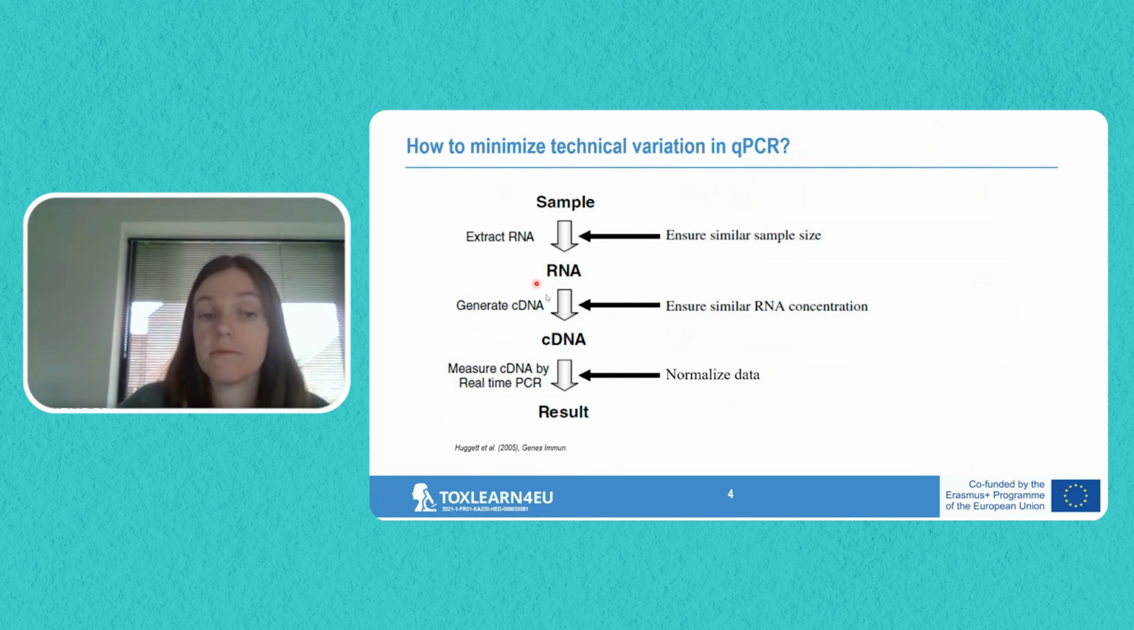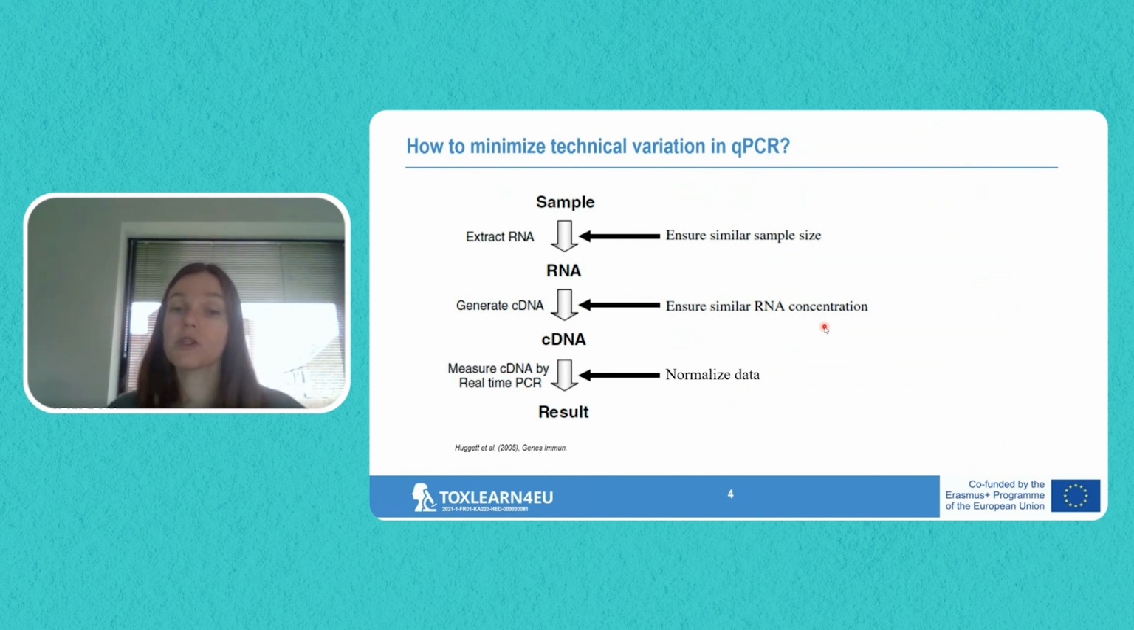Then you obtain RNA samples. Next, we will generate cDNA from this RNA. And to do so, we will use the same amount of RNA input for each sample. So we will make sure that all our RNA samples are diluted to a similar concentration prior to generating cDNA from them. And then with the obtained cDNA samples, we will then perform the actual qPCR reaction. And when we obtain the data, we will normalize them, as I mentioned.